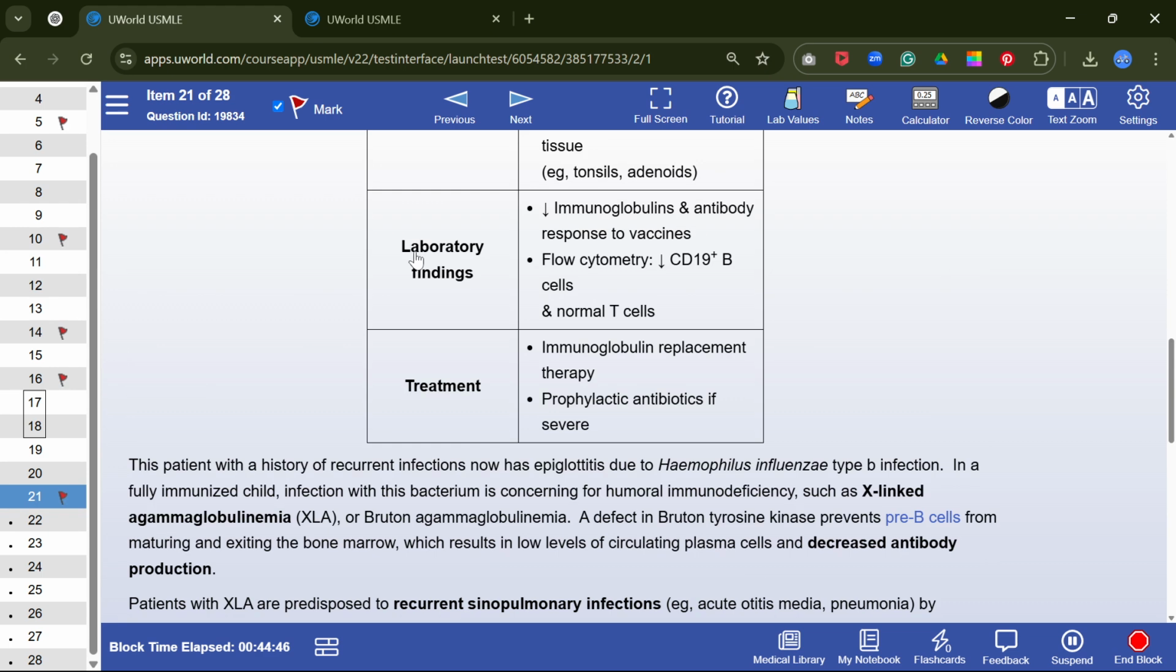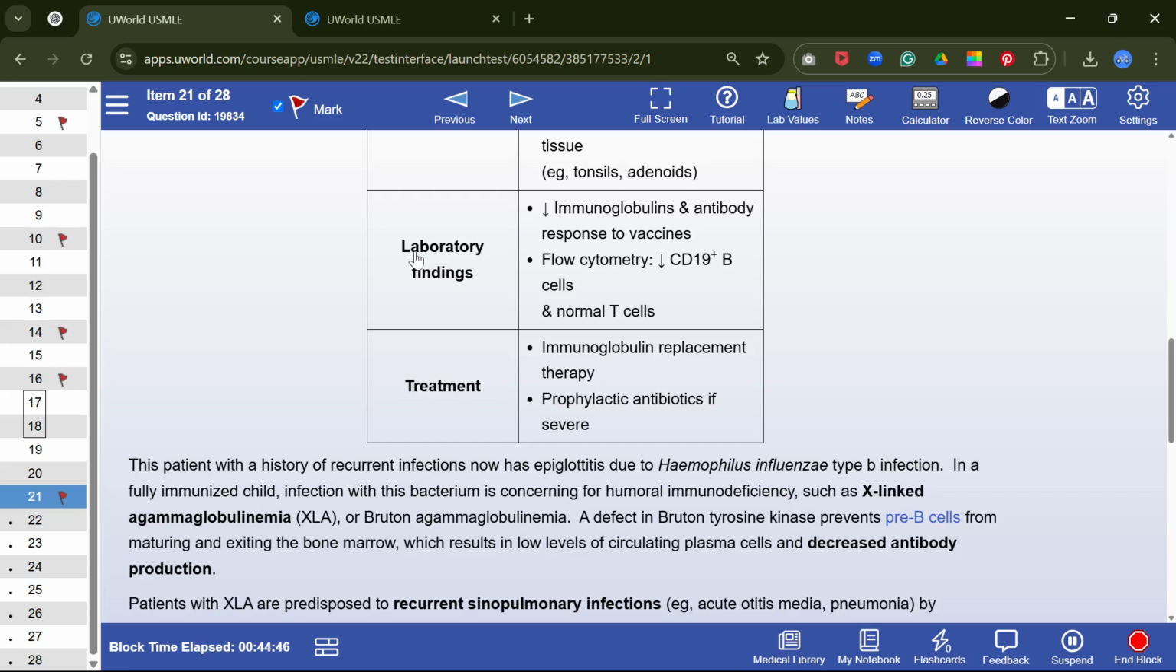This patient has a history of recurrent infection and now has epiglottitis due to Haemophilus influenzae type B infection in a fully immunized child. Infection with this bacterium is concerning for humoral immunodeficiency such as X-linked agammaglobulinemia, or Bruton agammaglobulinemia.